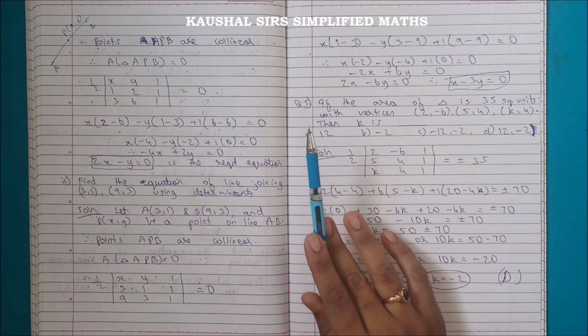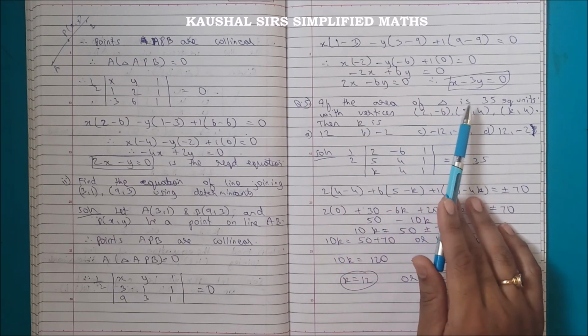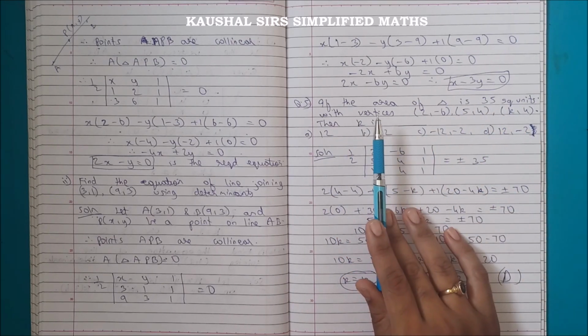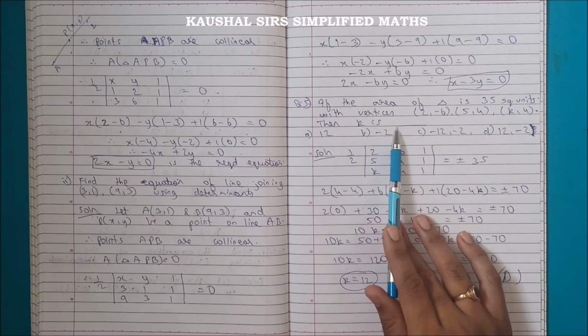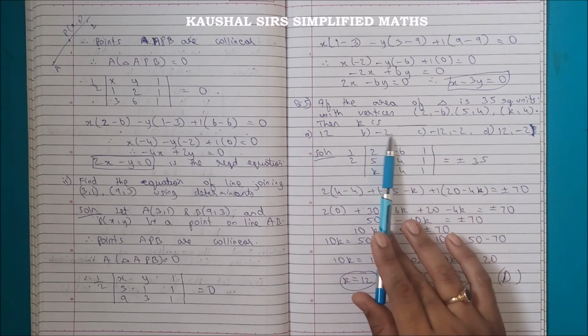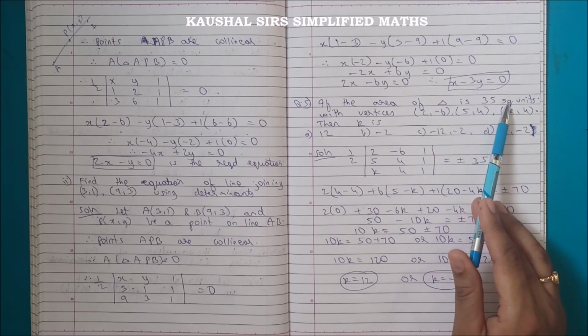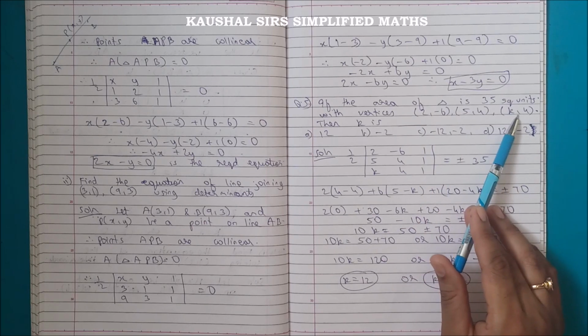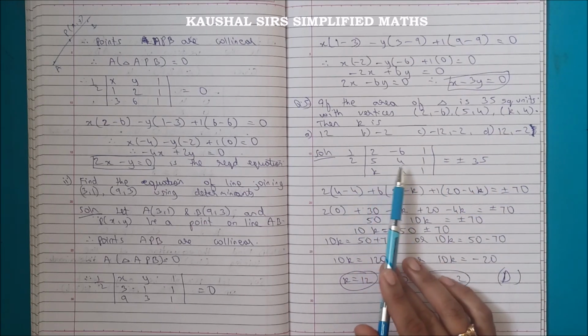Moving to the question number 5. If the area of triangle is 35 square units with the vertices, then the value of k is. This is a MCQ question. So हमको क्या दिया हुआ है? Area of triangle is given and the 3 vertices are given. So obviously we'll start with the formula of area of triangle.